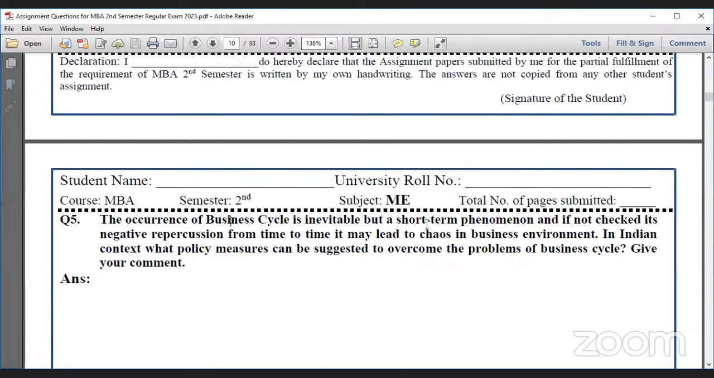You have to explain what policy measures can be suggested to overcome the problems of business. Give your comment. So many measures are there: your fiscal measures, monetary measures, and direct control. In addition to that, we have also discussed in the last class international support.